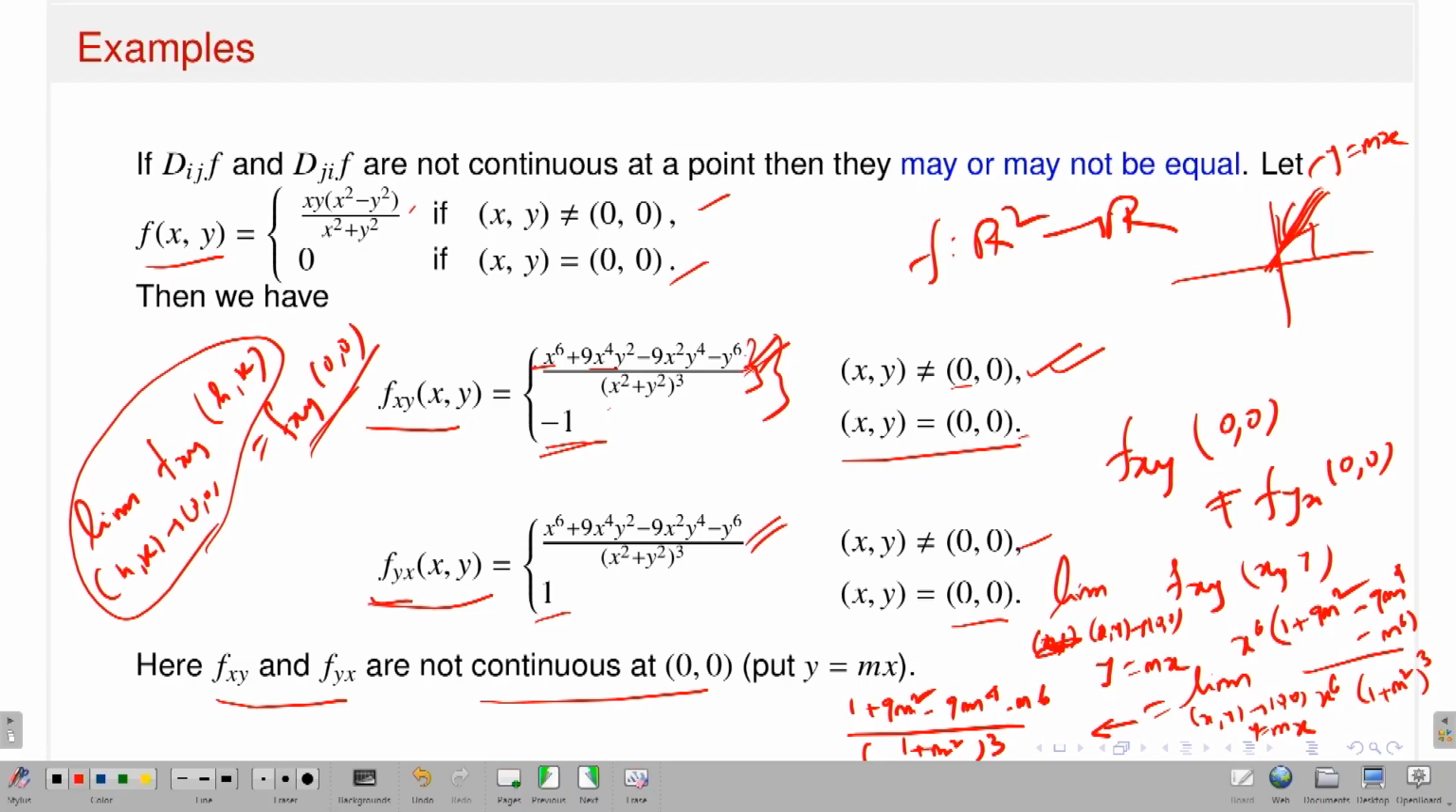So, forget about the continuity, it will not be continuous. And in the same way you can talk about the continuity of f_yx, the mixed partial derivative of f with respect to the y variable first and then x. That is also not continuous. So, in that case my mixed partial derivatives exist, but they are not continuous at the point, and at the same time they are not equal. So, let us see one example where the mixed partial derivatives exist, they are not continuous, but the values become equal.